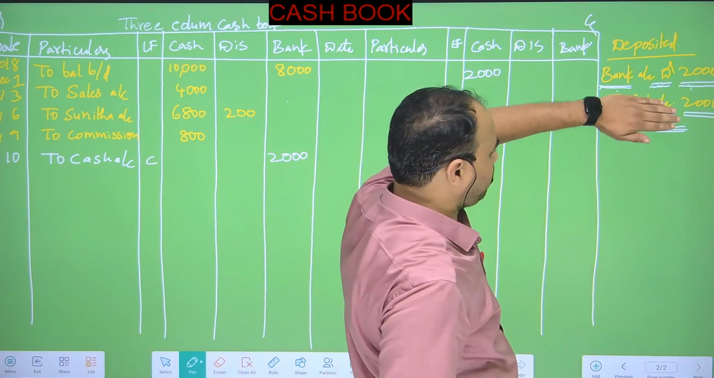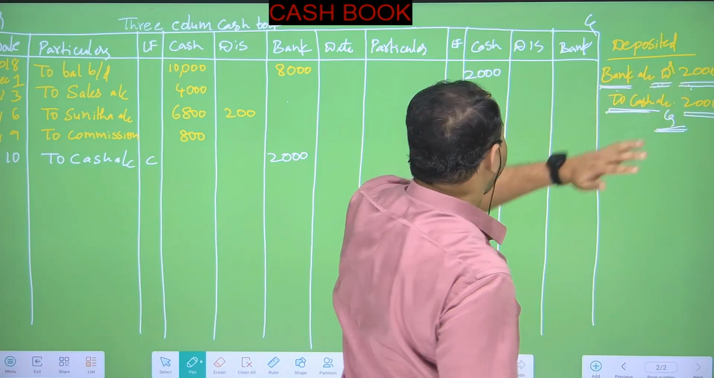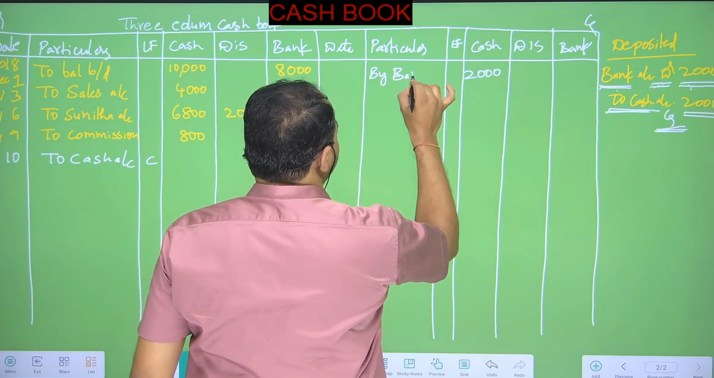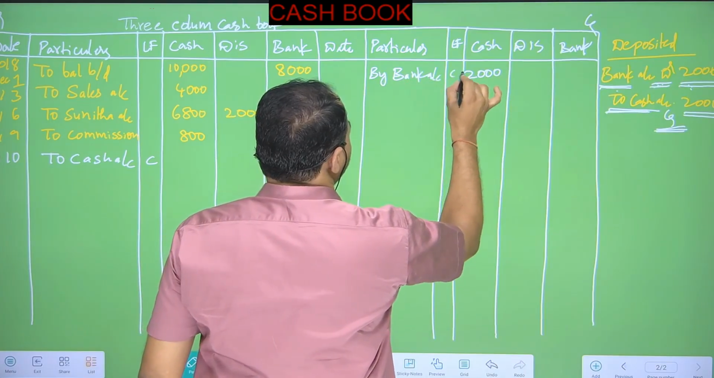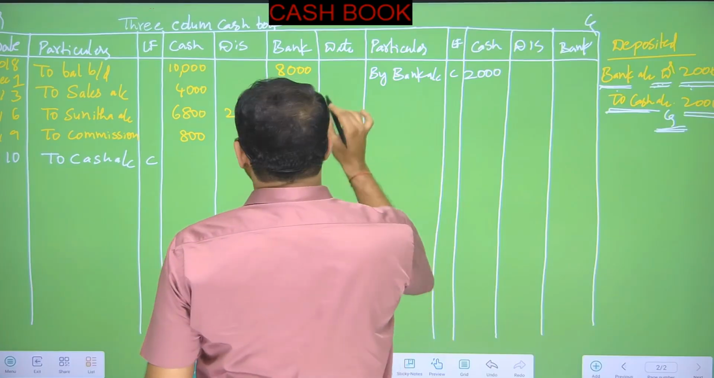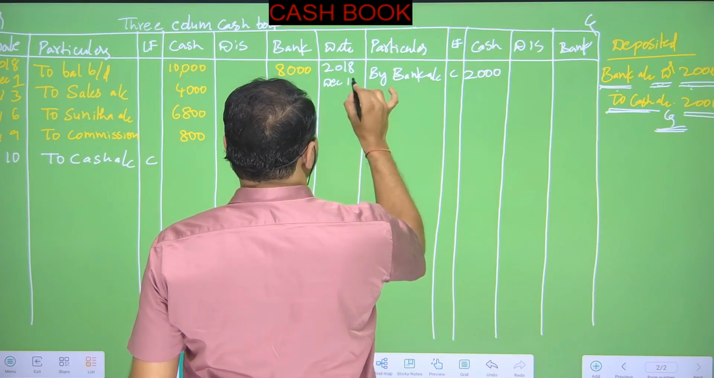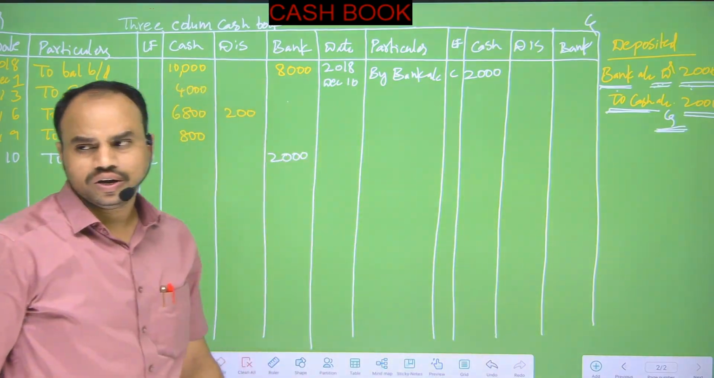Close this cash. What is opposite? Bank. So write down here by bank account. Okay, in the LF column write C. What is the date? 2018 December 10th. Okay, so like this we have to do a contra entry.